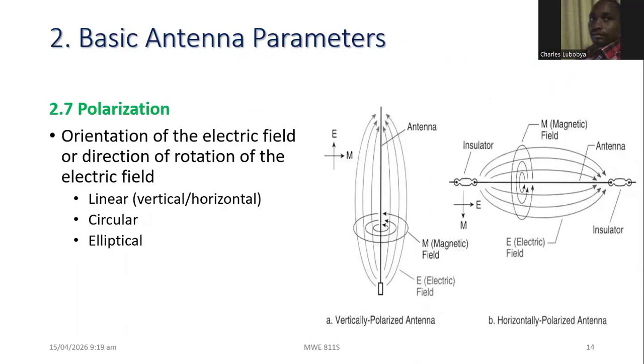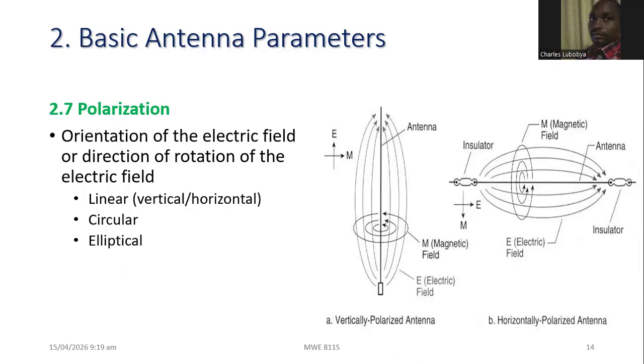Okay, the next parameter is known as polarization. What is meant by antenna polarization? Now, polarization can either be linear, circular, or elliptical, and by definition is nothing but the direction of rotation of the electric field around the antenna. Orientation of it has to do with the electric field, really. What is the orientation of the electric field or direction of rotation of the electric field around the antenna?